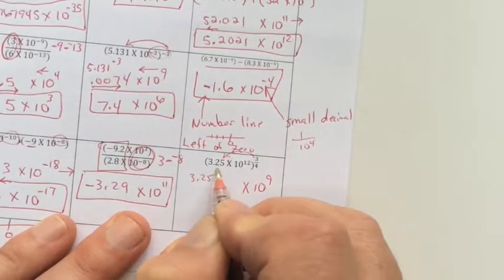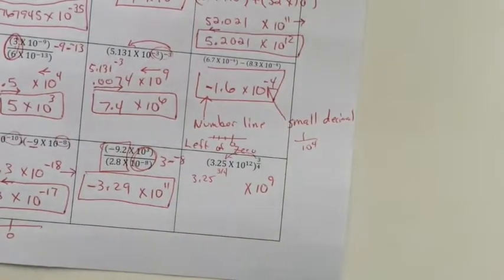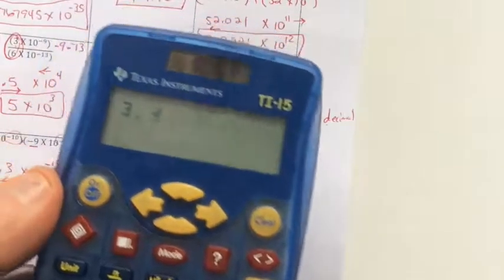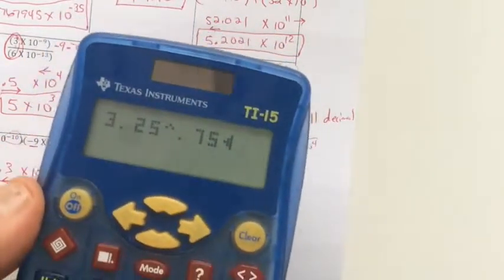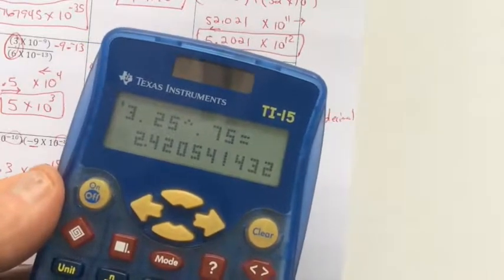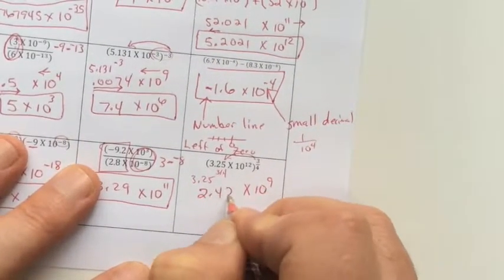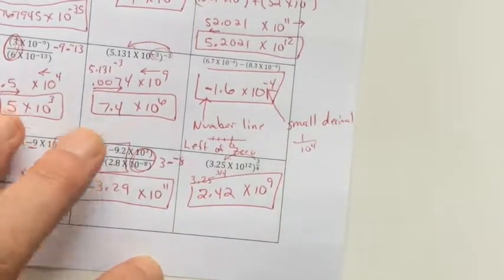3.25 to the power 3/4. Okay, doesn't even matter if we know what that means. We just have a machine. I need 3.25. So 3.25 to the power 3/4 gives us 2.42. And sure enough, that one's already done, so there's no in-between step, and we have it.